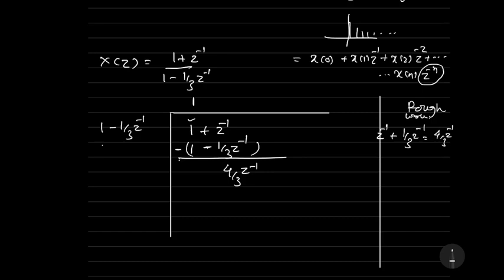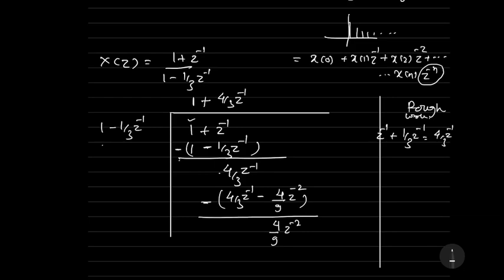Next, in order to cancel this 4/3 z to the power minus 1, we multiply 4/3 z to the power minus 1 by the denominator. So we get 4/3 z to the power minus 1 minus 4/9 z to the power minus 2. Now, to cancel, change the sign: 4/3 z to the power minus 1 and minus 4/3 z to the power minus 1 give 0. The remainder is 4/9 z to the power minus 2.